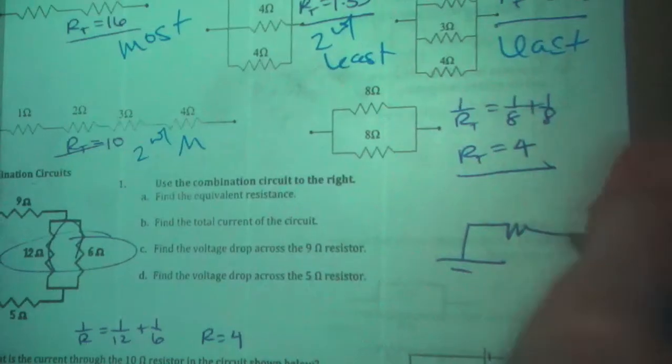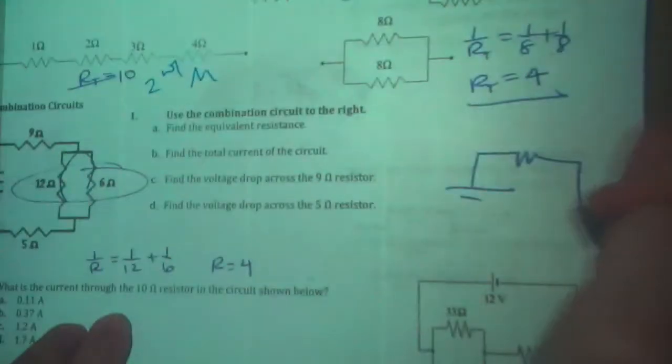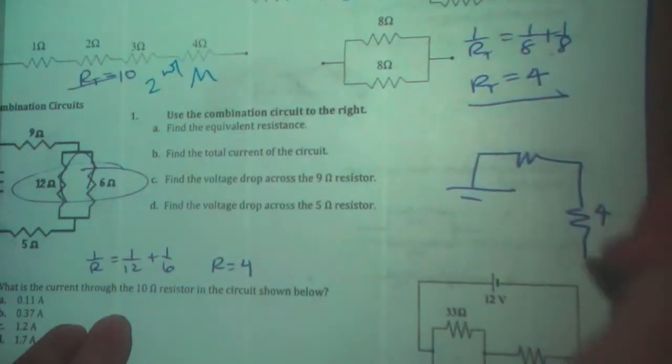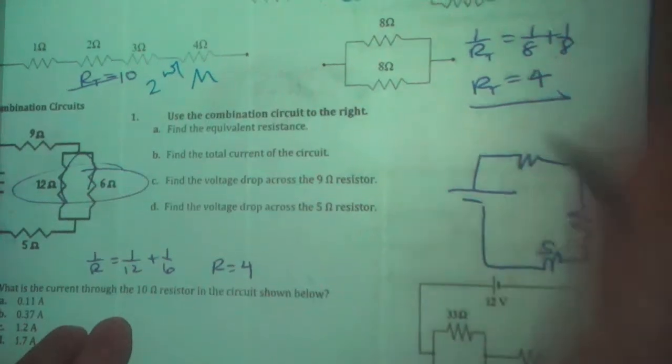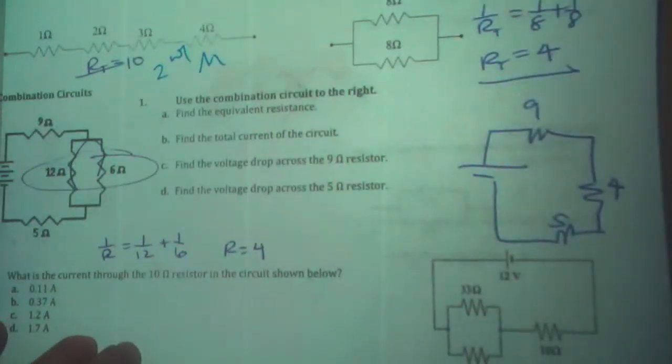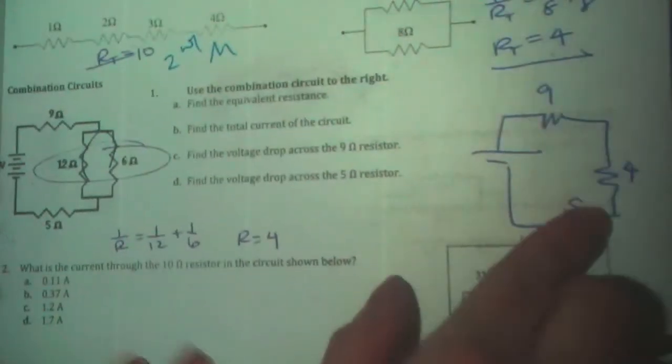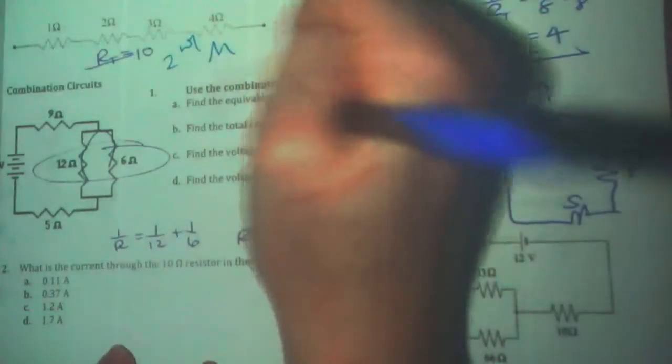So I'm going to redraw this. I've got a 9 ohm, and instead of the 12 and the 6 in parallel, that's the same as just a 4 ohm right here. And then I haven't changed anything else. These are still here. Now it's a 9, 4, and 5 in series with each other, so I can just add these up, and that's going to give me an R total of 18 ohms.